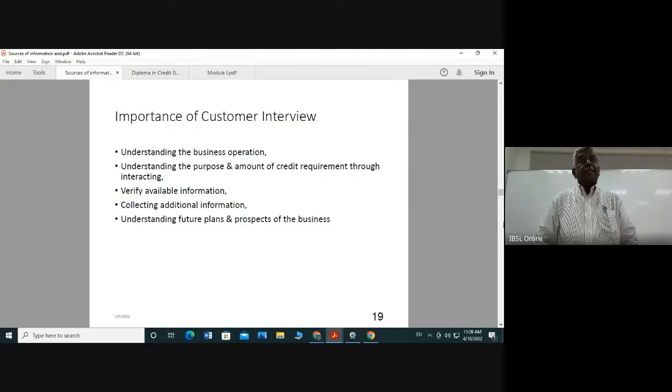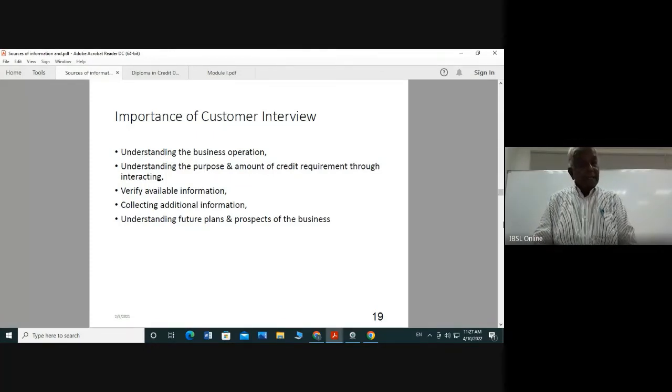After collecting from these various sources, then the importance of the customer interview. From the customer's interview also, you can collect information. This is collection of information through customer interview: understanding the business operation. The owner of the business is the only one who can explain his business operation to you. For you to understand the business operation, the best person is the owner.